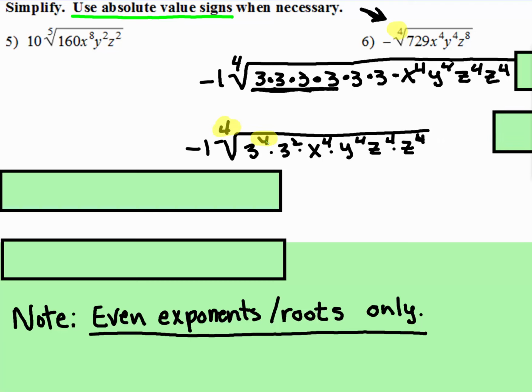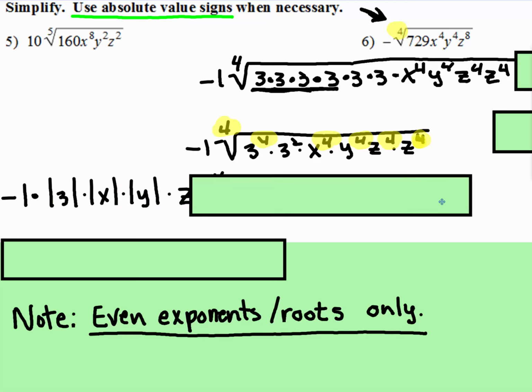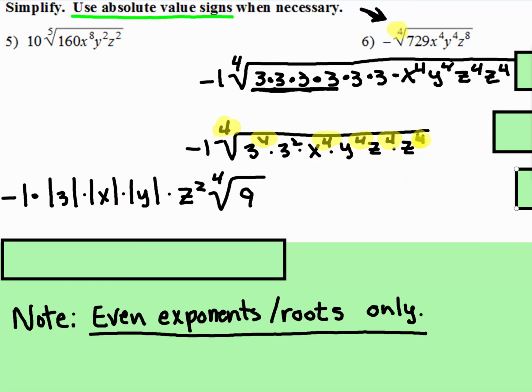And then everything that has a 4, I'm going to pull out. But notice z to the fourth when we pull it out is a z, and another z to the fourth when we pull it out is a z. So z times z is z squared. So we don't have to worry about the absolute value because even if that were a negative, squared is a positive. So if two terms come out so it squares it, you don't have to worry about the absolute value sign.